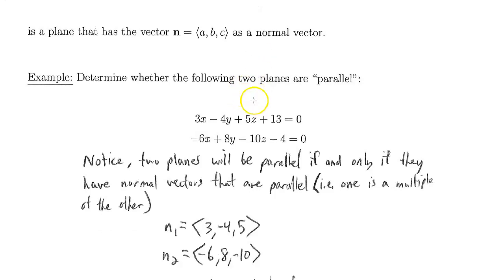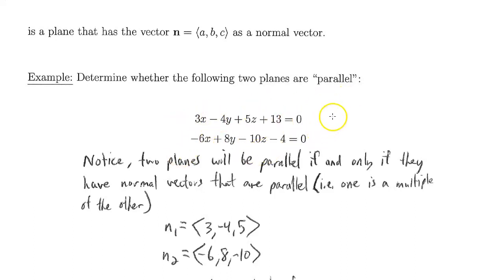Okay, so let's do an example. Determine whether the following 2 planes are parallel. And what we mean by parallel planes are planes that never intersect. Right? So usually planes would kind of cut through each other, right, in a line, but you could have 2 planes that are parallel to each other. Okay, so here are 2 planes.